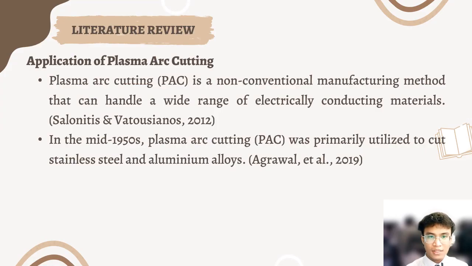Okay, the next one is the literature review. Application of plasma arc cutting. Plasma arc cutting is a non-conventional manufacturing method that can handle a wide range of electrically conducting materials. In the mid-1950s, plasma arc cutting was primarily utilized to cut stainless steel and aluminum alloys.